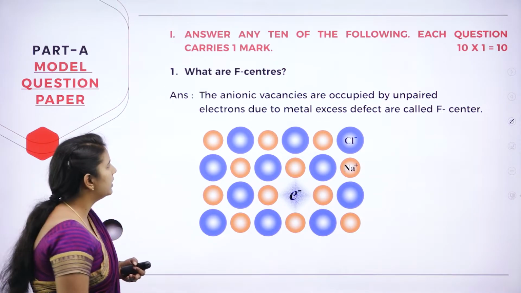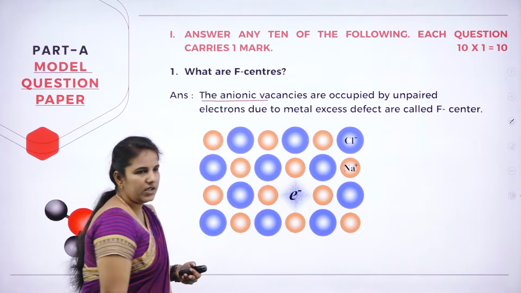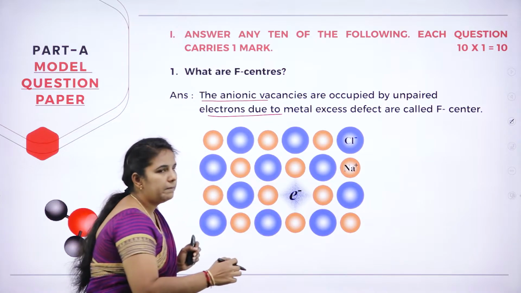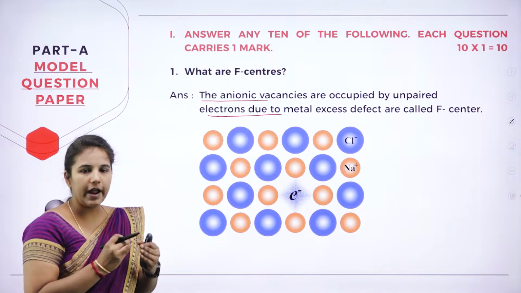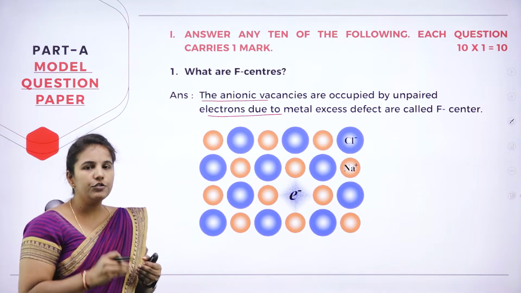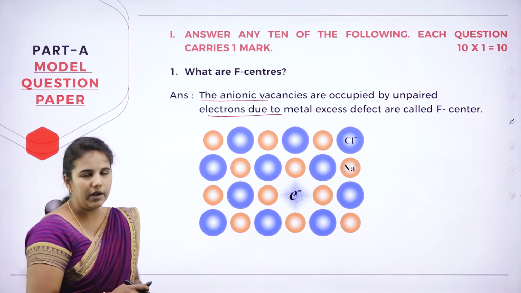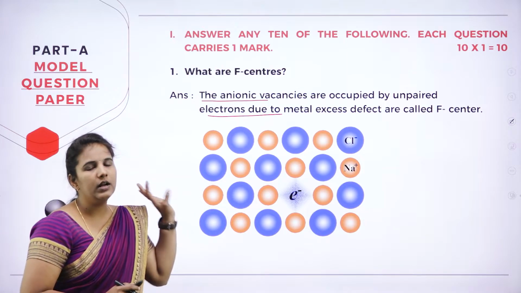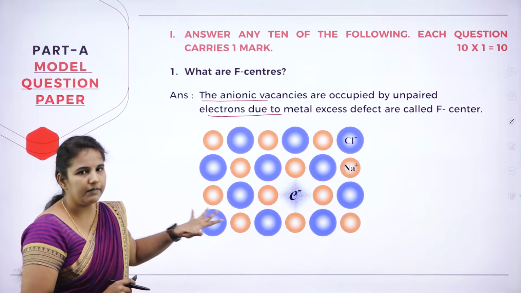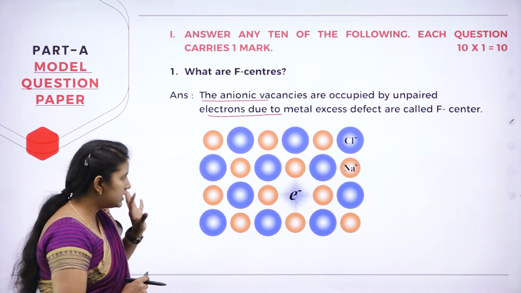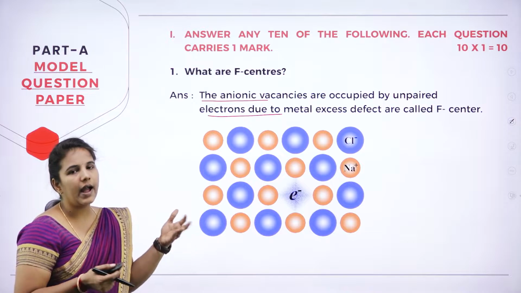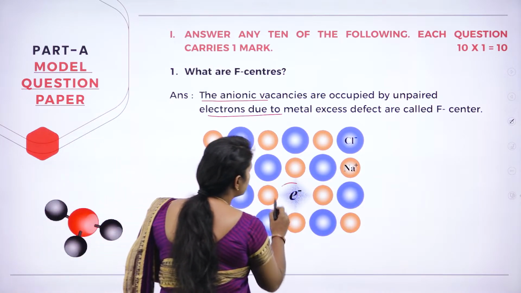It is an anionic vacancy occupied by an unpaired electron due to the metal excess defect. So if you write that an anionic vacancy occupied by unpaired electrons due to the metal excess defect is known as an F center, and if you write only the statement, you will get 1 mark. Here I have shown you the picture of how this anionic vacancy is created due to the metal excess defect, where you can see the unpaired electron comes and occupies it and causes an F center, and this is known as an F center.